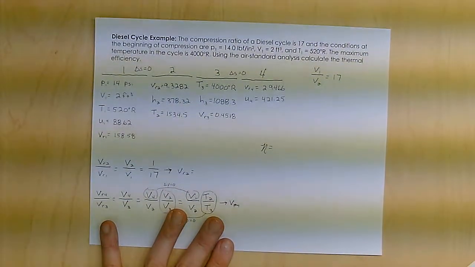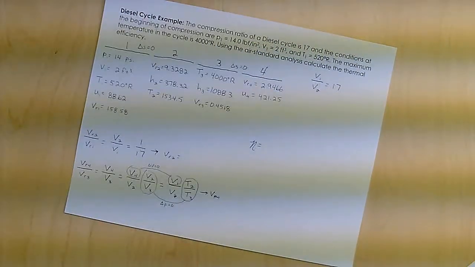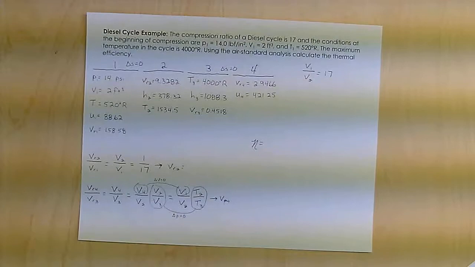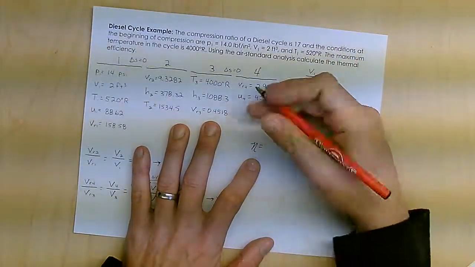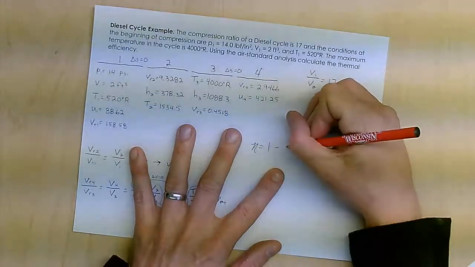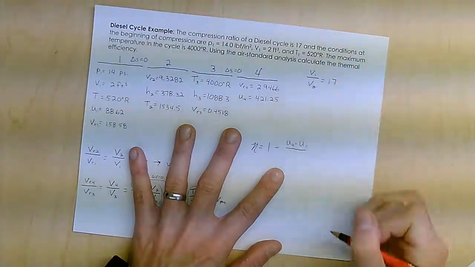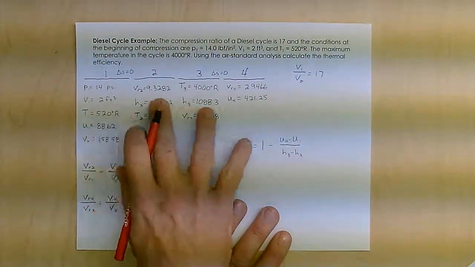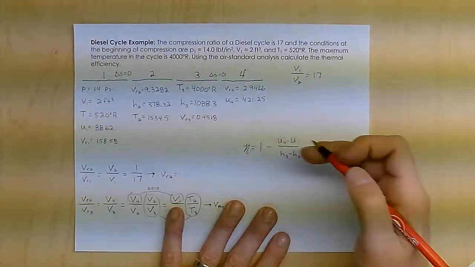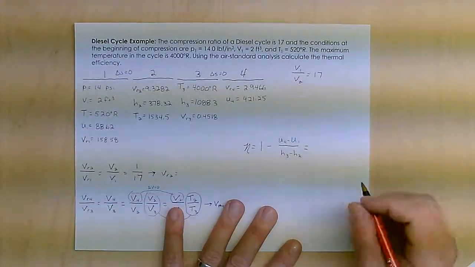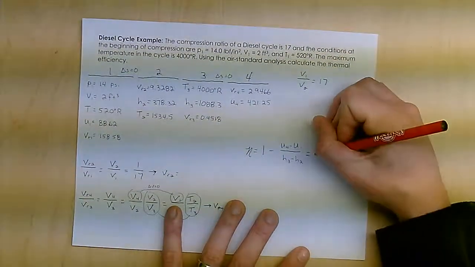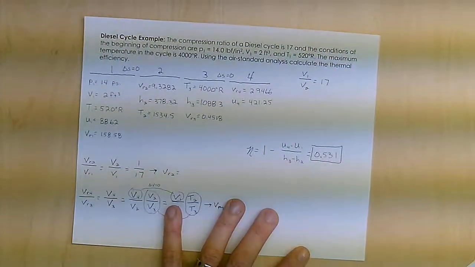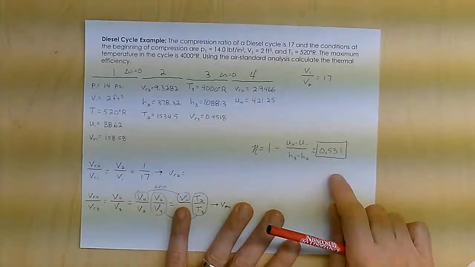Now let's find my thermal efficiency, which is given as efficiency equals 1 minus U4 minus U1, and this is given in the book, over H3 minus H2. And we talked about why we're finding those H values for these and U values for these. So plugging in all those values, I get an efficiency of 53.1%.